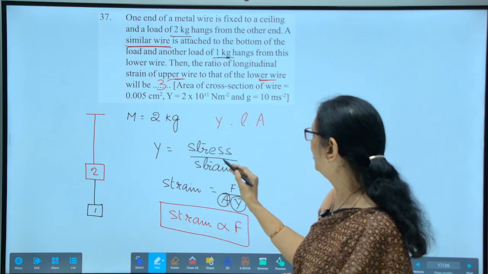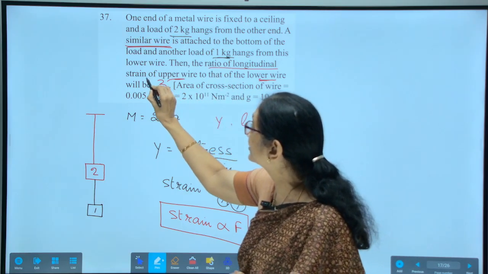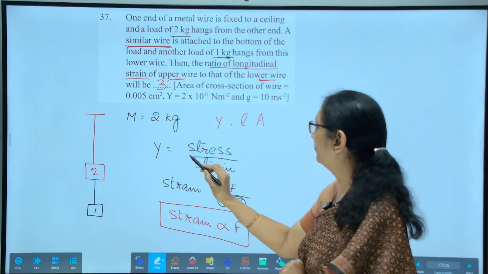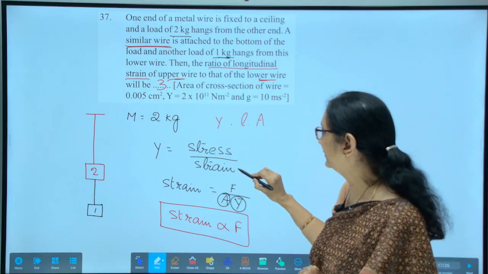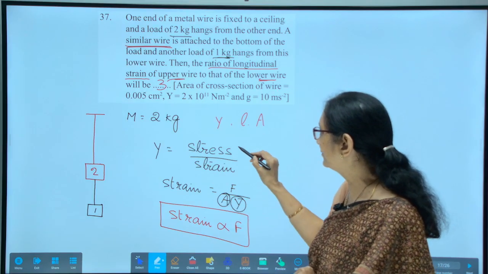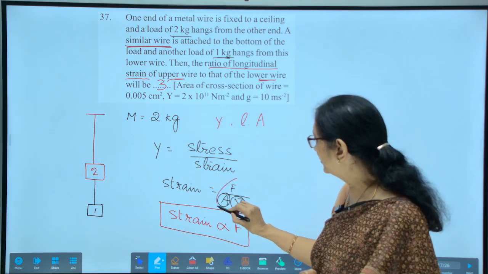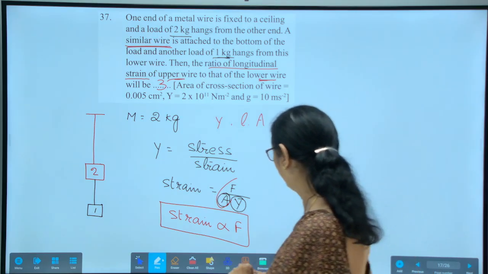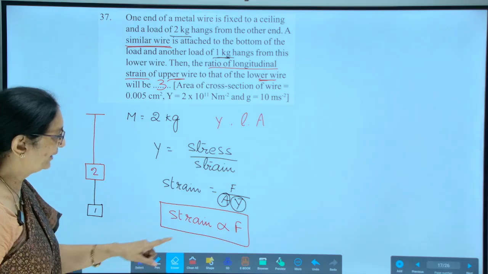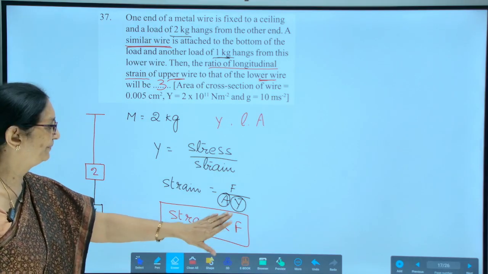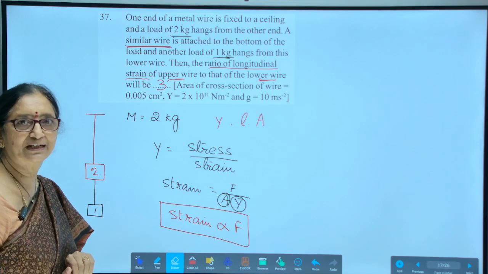See here, Y is equal to stress by strain, longitudinal stress by longitudinal strain. So strain is equal to longitudinal stress by Y. Longitudinal stress is F by A. Here the area of cross section is the same and Young's modulus is the same. So strain is proportional to F.